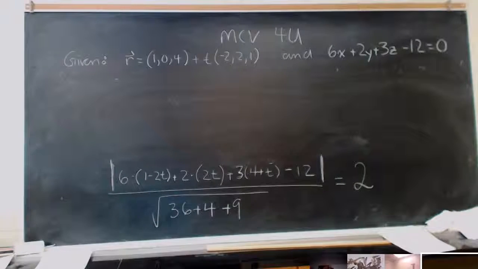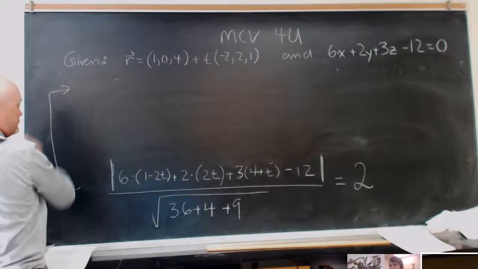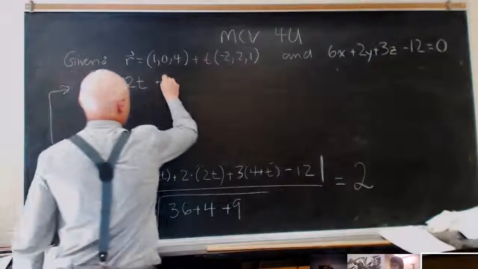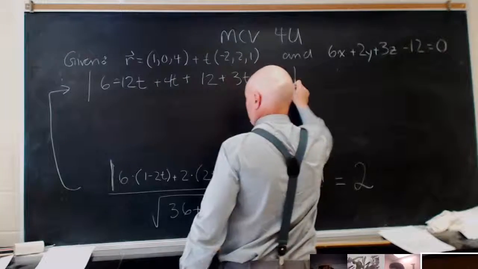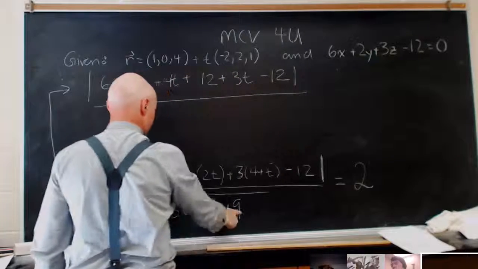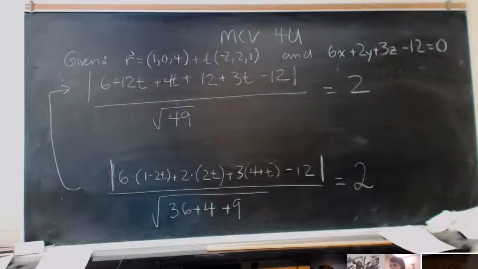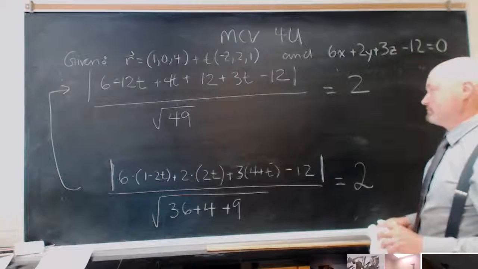Minus 12t, plus 4t, plus 12, plus 12, minus 12, all over the square root of 49. That almost seems like a perfect square. That's amazing. Who would have ever guessed? That's nice. I like it when things work out like that. Almost on purpose.